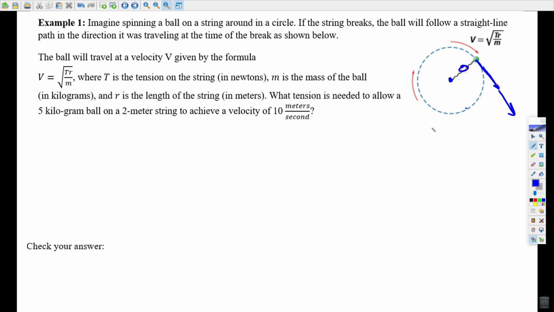It goes right off wherever it broke, into a straight path. If it was somewhere else, it would go into a straight path from wherever it broke. It doesn't continue going around the circle. Hopefully that makes sense, right? Once you break the string, it goes off. Okay, so here we have our formula.